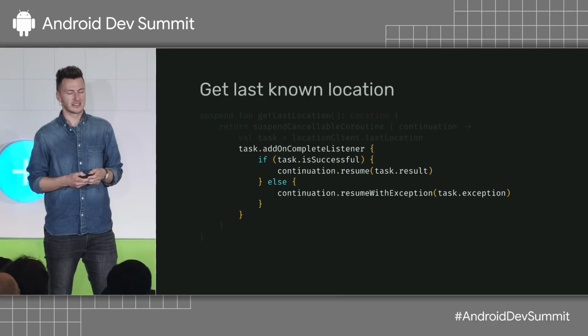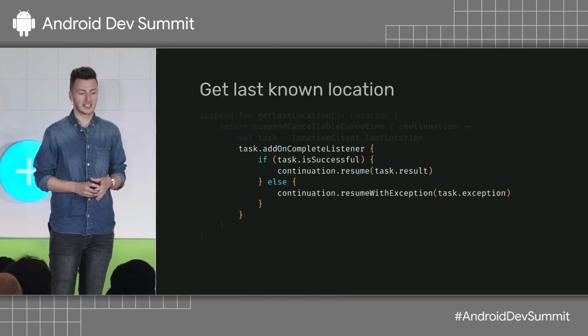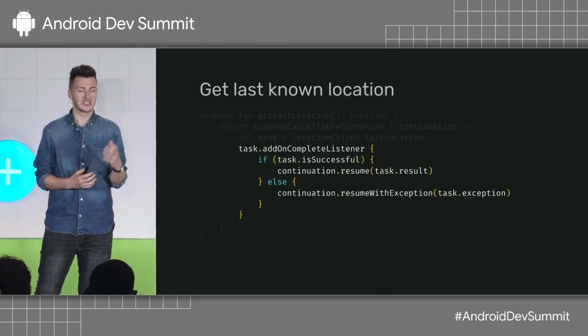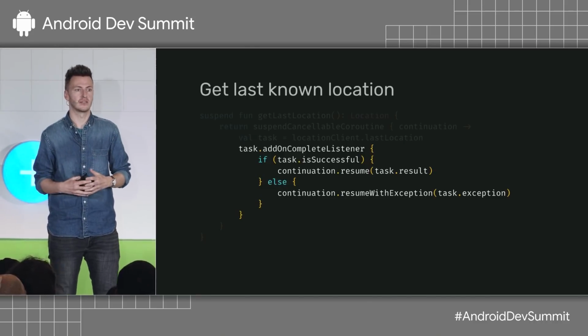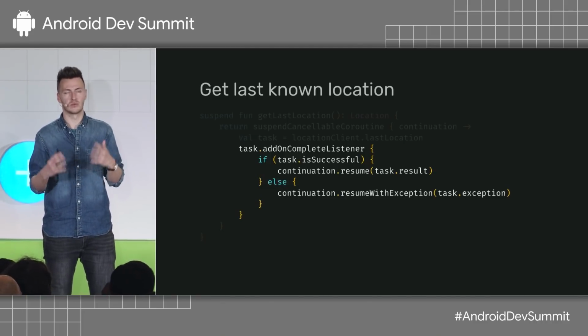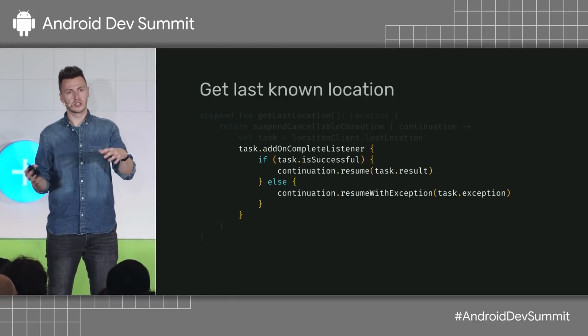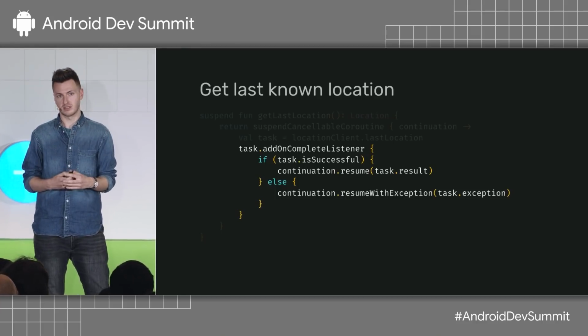Now, actually, back a little bit. Because we are using a task, we're not using the success listener, we're using the complete listener, which means that the task itself can throw an exception. It can fail for whatever reason, like you don't have location permission. It will raise an exception, which means you can propagate that back up to the callee, which is done with the resumeWithException method.